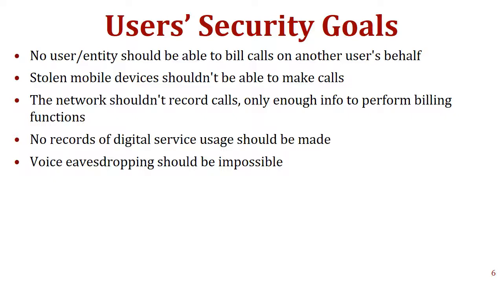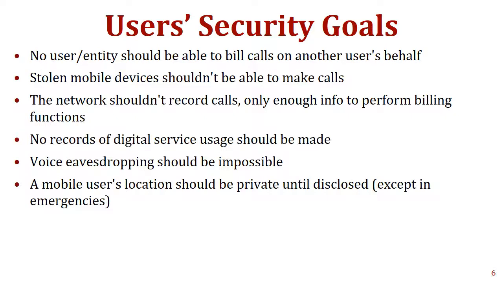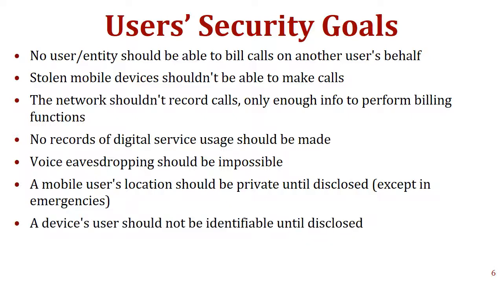Then, of course, voice eavesdropping should be impossible, so nobody can hear users' phone calls. That's the ideal case. Now, of course, with a smartphone, users' location might be tracked, and mobile users hope their location should be private until they want to disclose it, except in emergencies. And the device user should not be identifiable until disclosed.